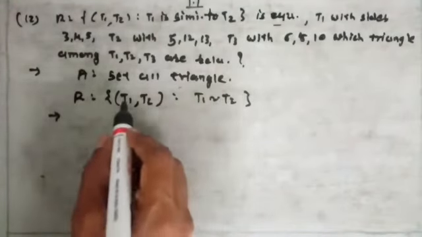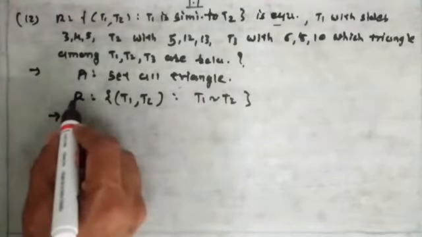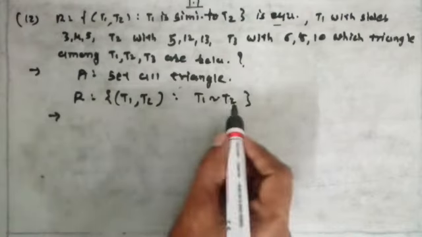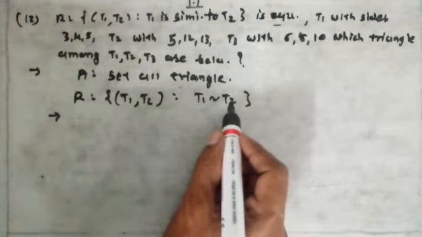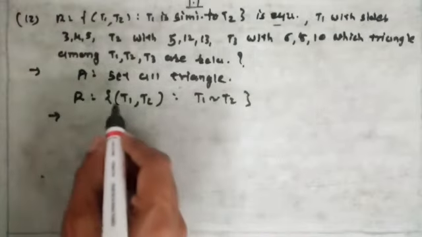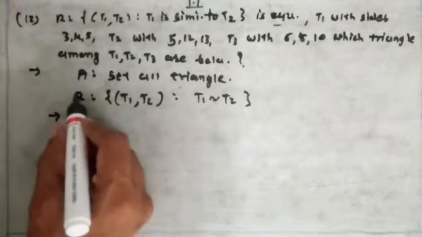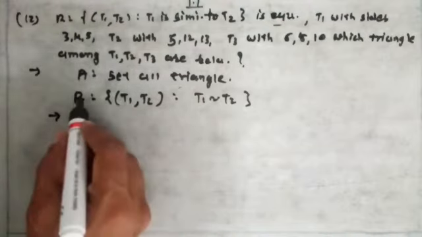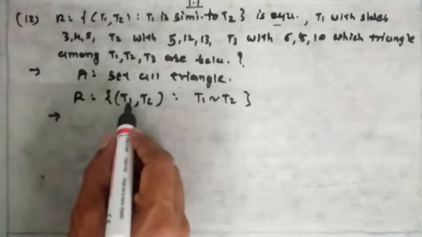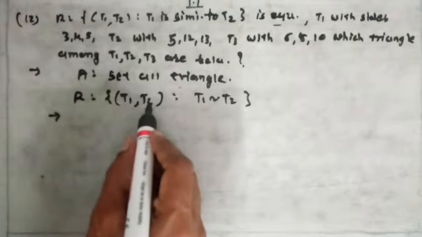Now for symmetric, T1, T2 belongs to R. This implies T1 is similar to T2. Also it can be said in the form of T2 is similar to T1. That is T2, T1 belongs to R. So T1, T2 belongs to R implies T2, T1 belongs to R. So this relation R is symmetric.